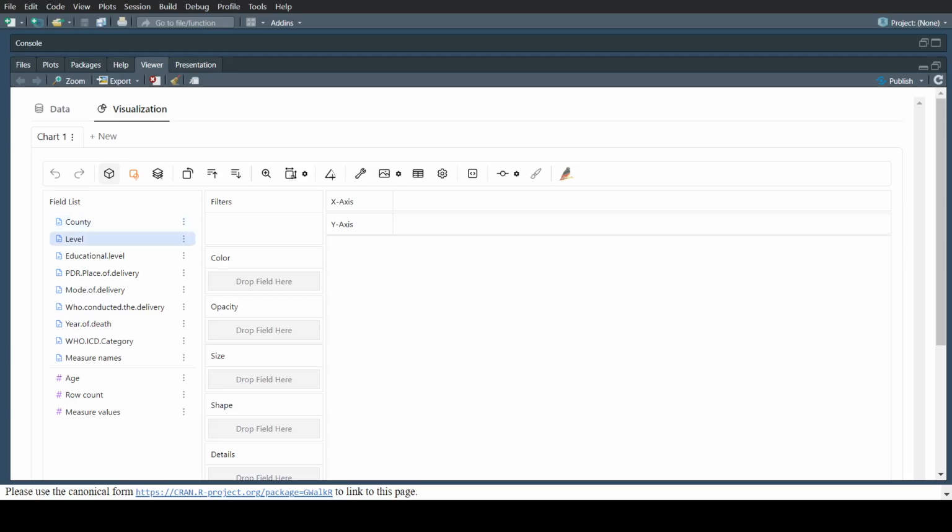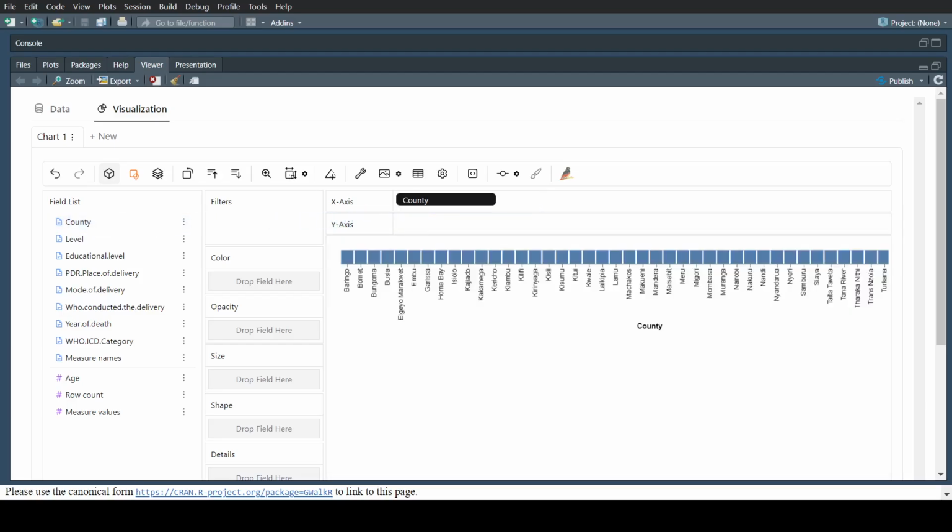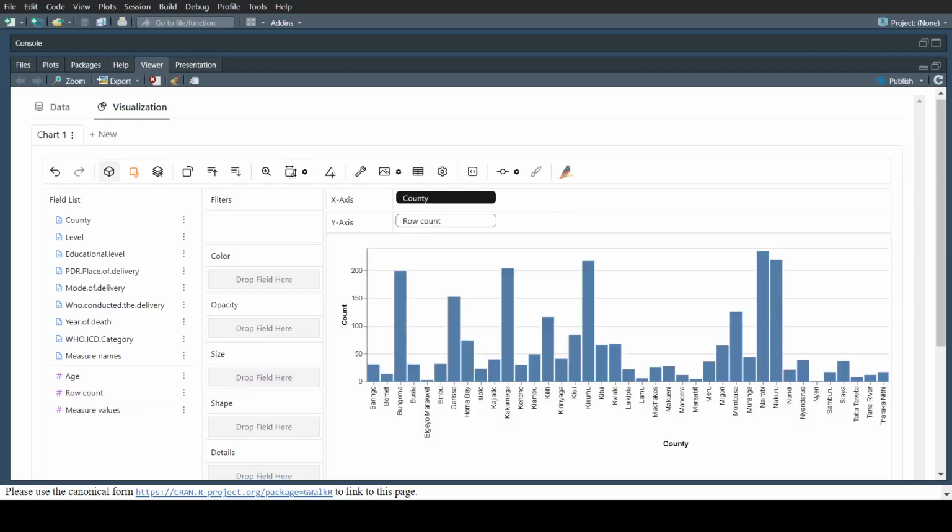So let's see, we can start with maybe the county. We can put it on the x-axis, and then we see the count, like how many records or how many deaths there are in each county. You can put this on the y-axis and it will demonstrate. Like you see, it's a simple bar plot. It's the default in this package.